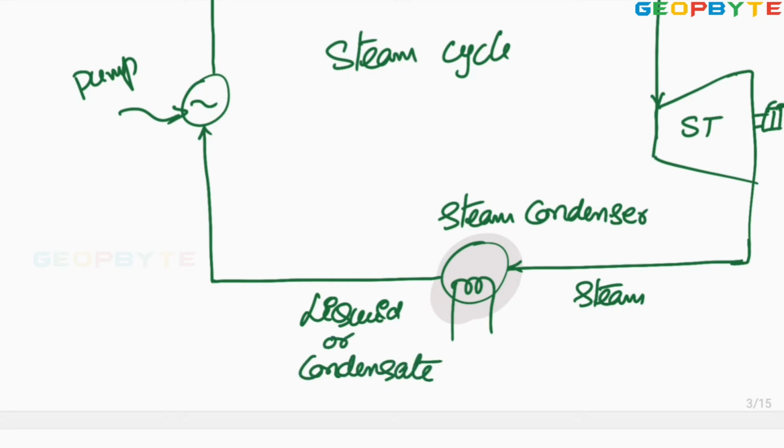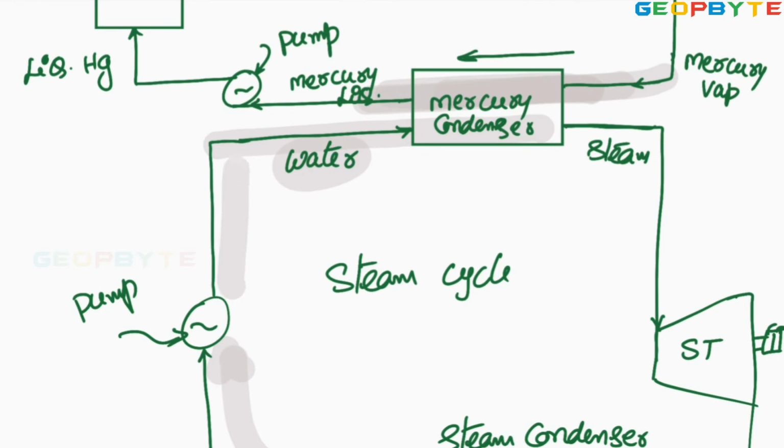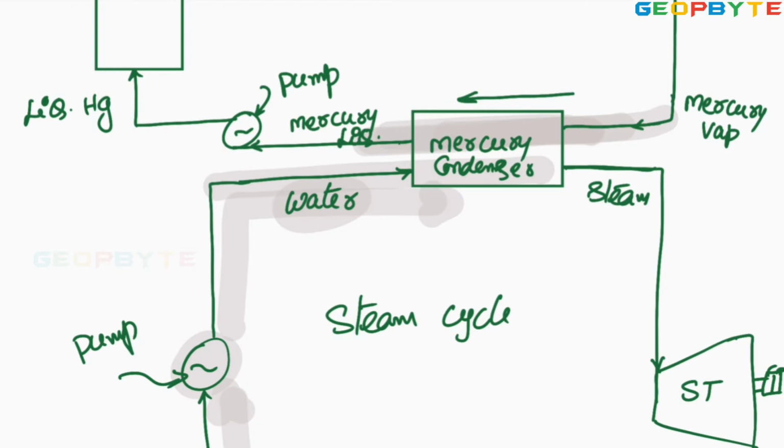The same condensate is lifted to the mercury condenser as feed water by means of a pump. Since the mercury condenser is acting as a boiler for the steam cycle, that mercury condenser can also be called a heat recovery steam generator.